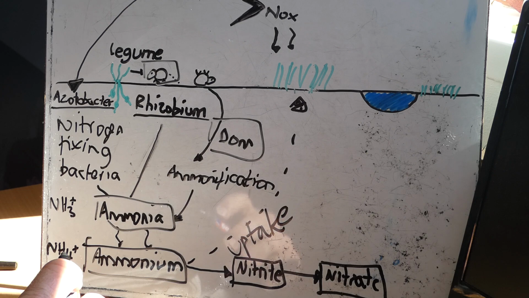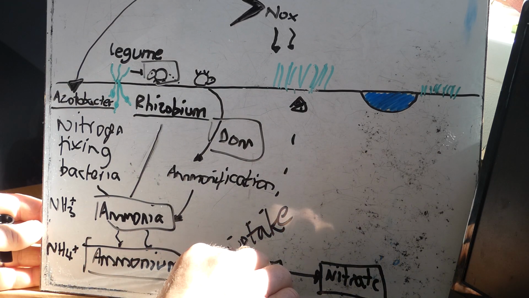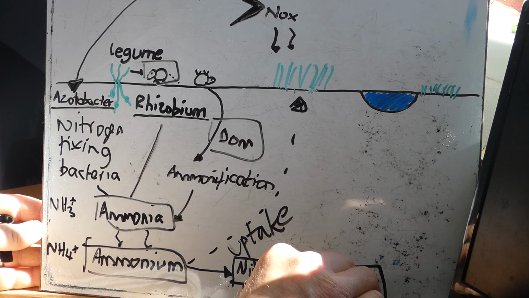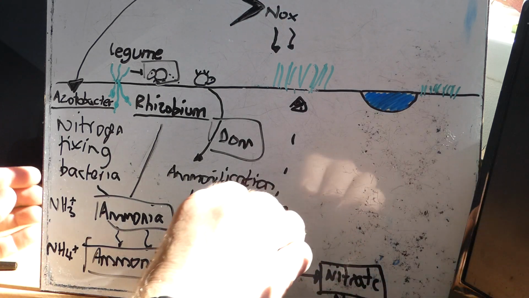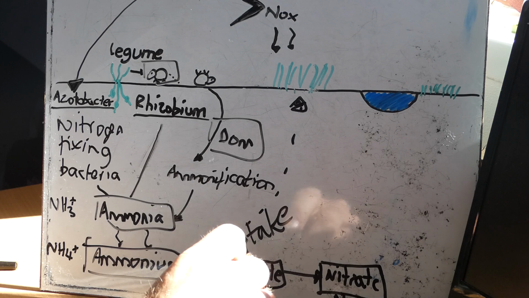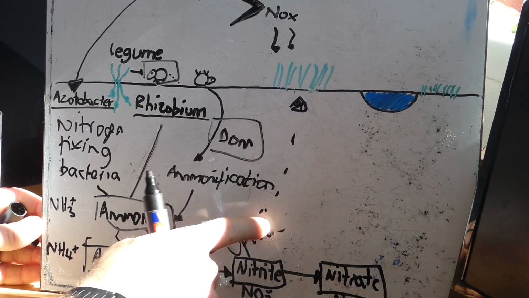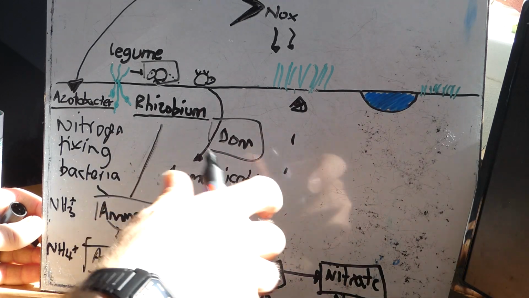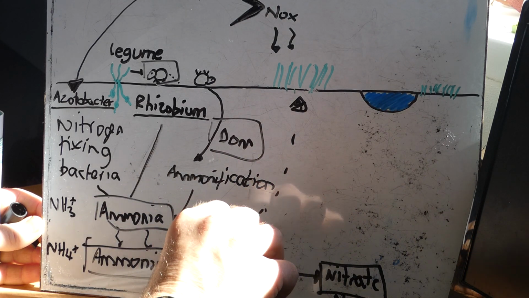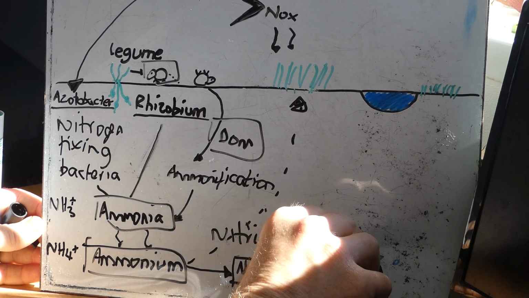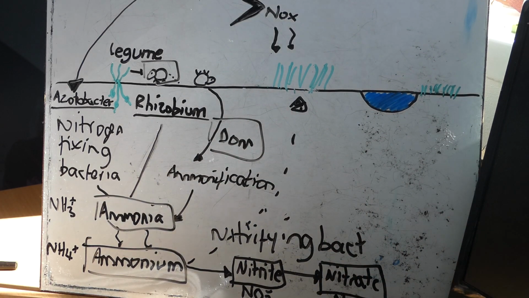So nitrite is NO2 minus, nitrate is NO3 minus. Okay, so nitrite NO2 minus, nitrate NO3 minus. Those are called nitrifying bacteria. I'm going to get rid of that because I'm running out of space. Hopefully you've got a bit more room on your diagram. So these are nitrifying bacteria, and the process is called nitrification.